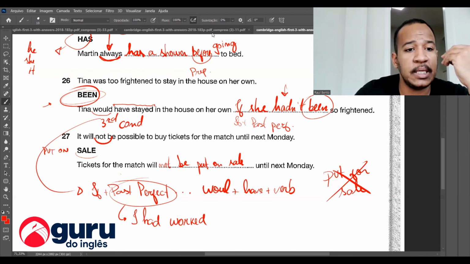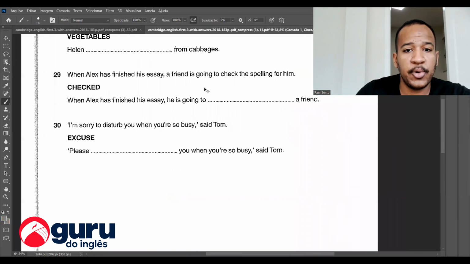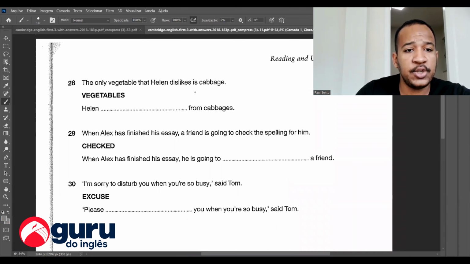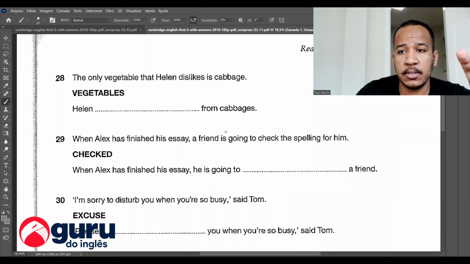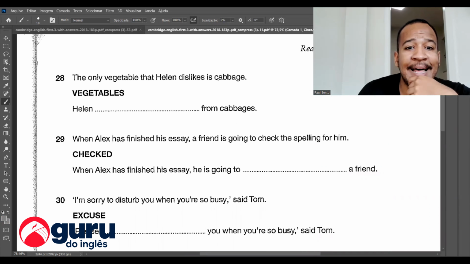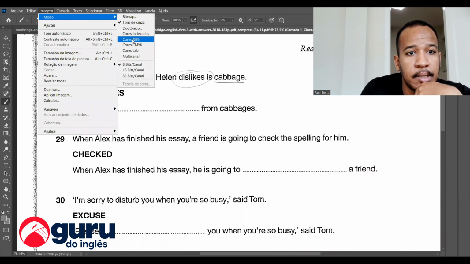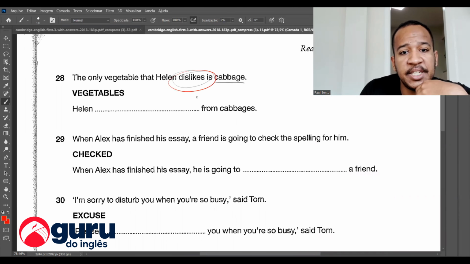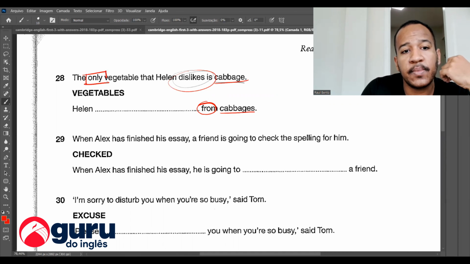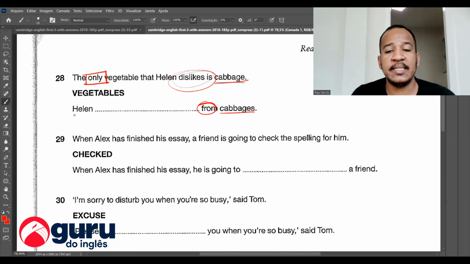So let's try the 28 now. Remember, we have 6 exercises about that, and each one you have 2 marks. Okay, 28. The only vegetable that Ellen dislikes is cabbage. Okay, just a second. A problem here. Okay, the only vegetable that Ellen dislikes is cabbage. Ellen, from cabbages.